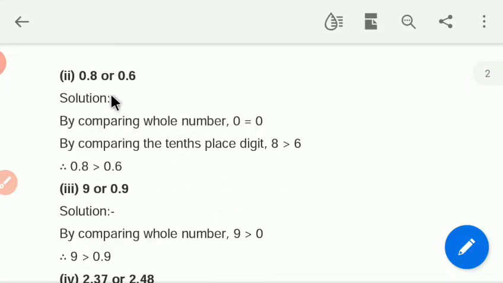Second one, 0.8, 0.6. Here you can see the whole number or the complete integral part. Both are having 0, meaning 0 is equal to 0. We cannot say which number is greater and which one is smaller.